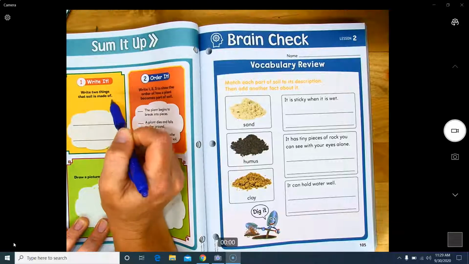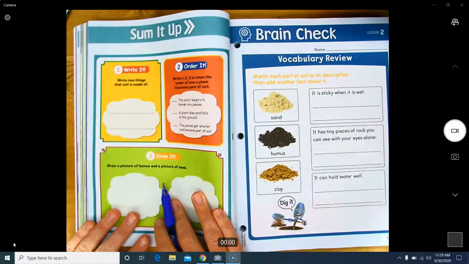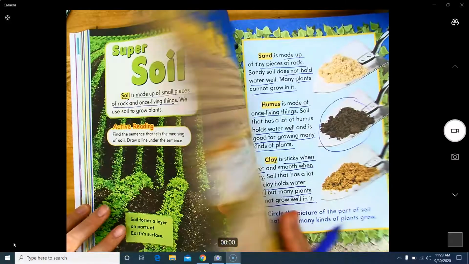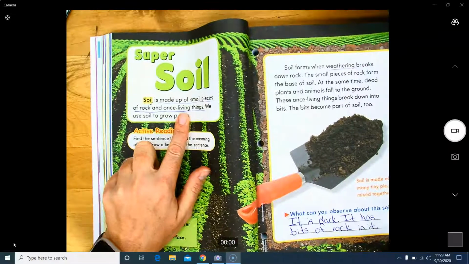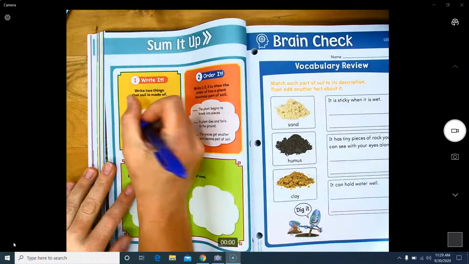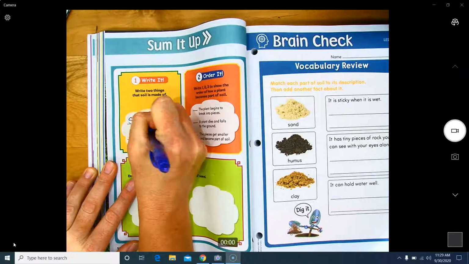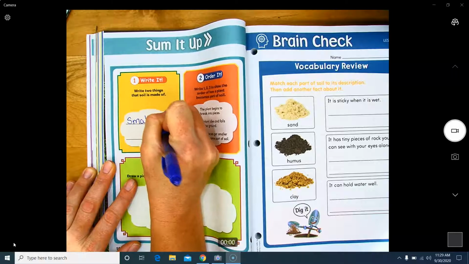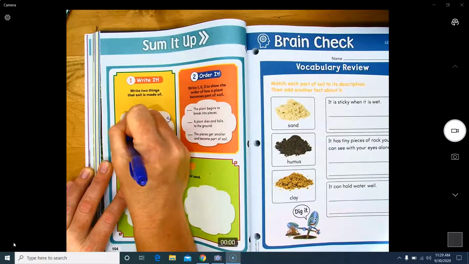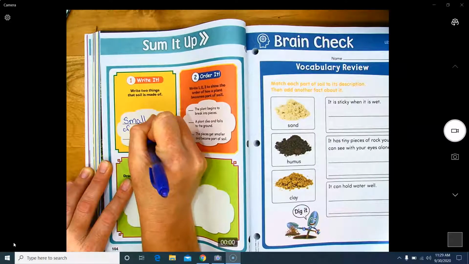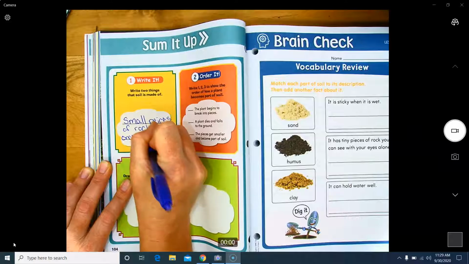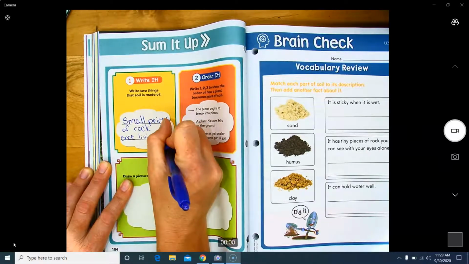Write 2 things that soil is made of. Well, I forget. What is soil made of? Let's go back. Made up of small pieces of rock and once living things. Okay, don't be afraid to turn your pages and look for the answers. Small pieces of rock and once living things.